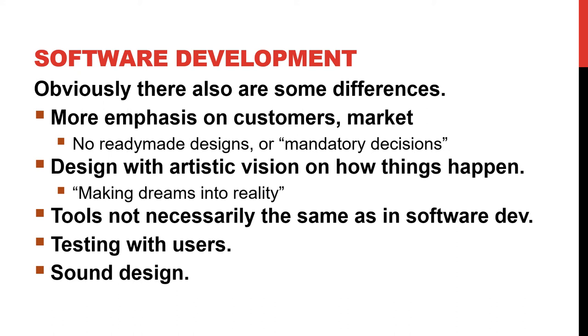This of course means also that there are no ready-made designs or mandatory decisions which dictate what we are actually doing. So if we can design anything, then our story can be about anything ever. This also means that of course there are no set rules. For example, if you are making a web store or making an application you can use to see where the buses are and buy tickets and stuff like that, of course you have ready-made designs or you have some mandatory decisions that need to happen in a certain way.